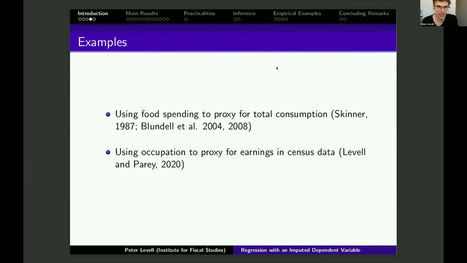So, some examples of cases where this has been used. A very common case is in the literature looking at consumption spending. A lot of surveys in both the UK and the US might ask about food spending, but they don't ask about total consumption spending. So you use food as a proxy for total consumption. In another recent example, some work Matthias presented at this conference on Wednesday, we have census data. The census doesn't ask about earnings, but it does include information about people's occupations. So you can use occupations to proxy for earnings.